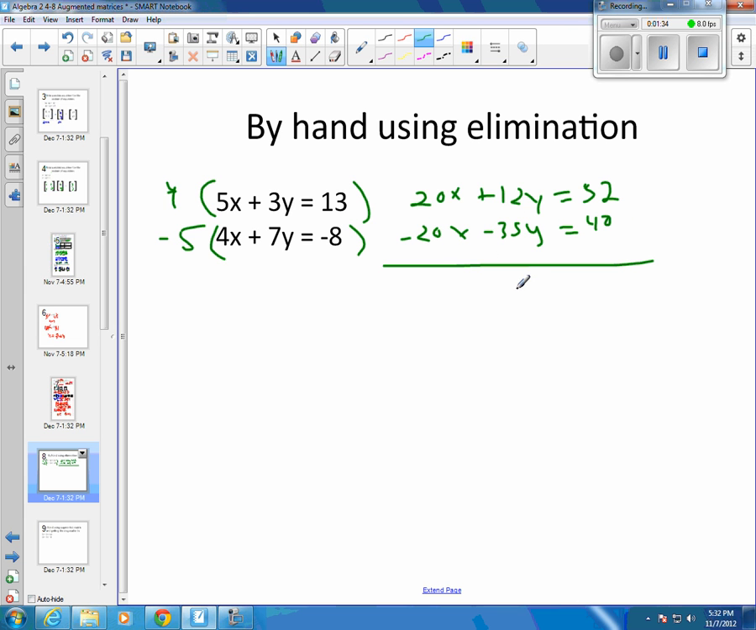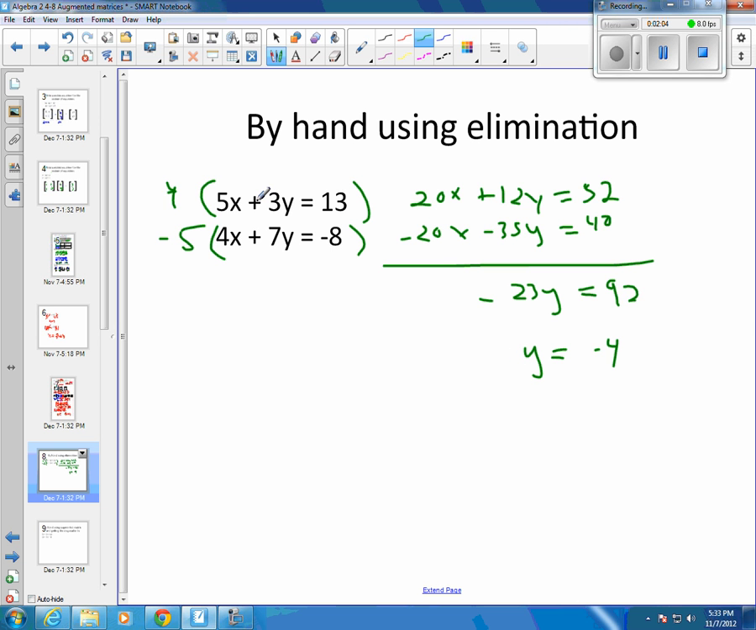This becomes 12 minus 35, which is a negative 23y, is equal to 52 plus 40, which is 92. And so if I divide both sides by 23, y is going to be equal to -4. Notice that that is 1y is equal to -4.